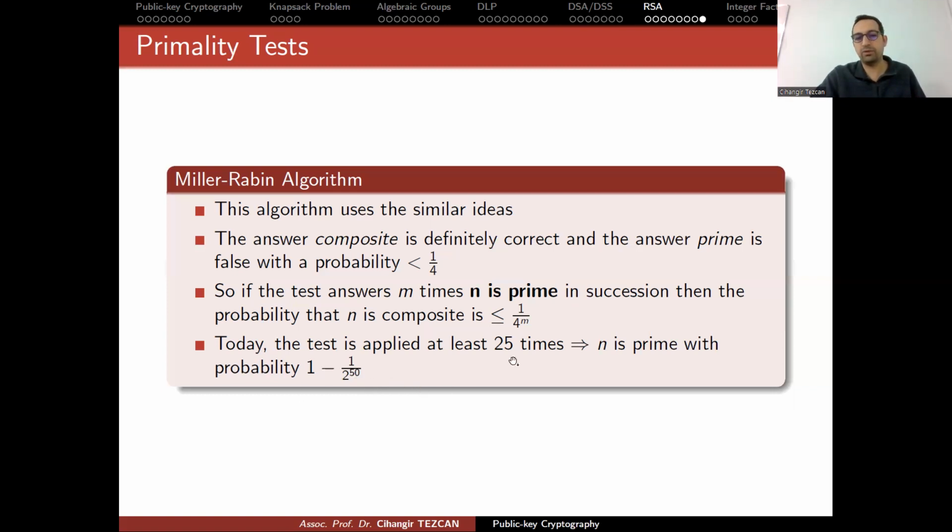If you want to be more sure, just increase this to 30, then this would be 1 over 2 to the 60, which is a lot closer to 1. This is what we actually use in practice. All of the standards, like the NIST standards, explain how to run these randomized algorithms. The problem is that if you choose a number and assume that it is prime, but it is not, then things go wrong.